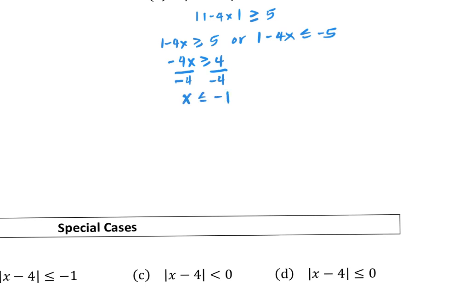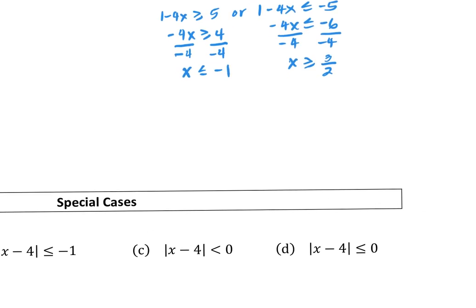Now working on that second inequality, again I'm going to subtract 1 from both sides to get a negative 6. And then again, dividing by the negative, I'm reminding myself that I have to flip the less than or equal to greater than or equal to. Negative 6 over negative 4 becomes a positive 3/2. Don't forget to reduce and simplify all your fractions. And this was an or.